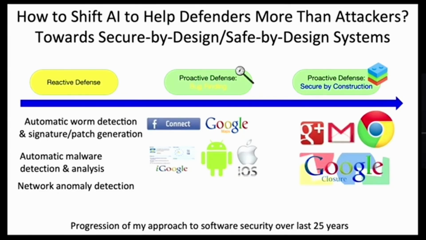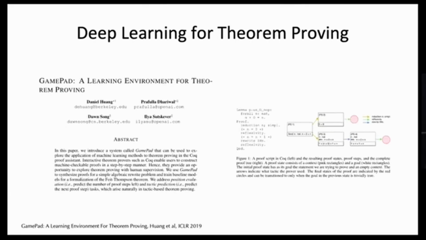What we propose here is to actually use the paradigm of proactive defense with secure by construction, where we can use AI to build properly secure systems. Quite a few years ago, my group and collaborators were among the first to use deep learning to try to automate theorem proving. This is a paper with Ilya from OpenAI back then.